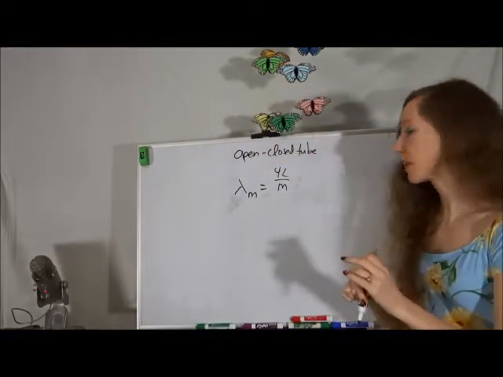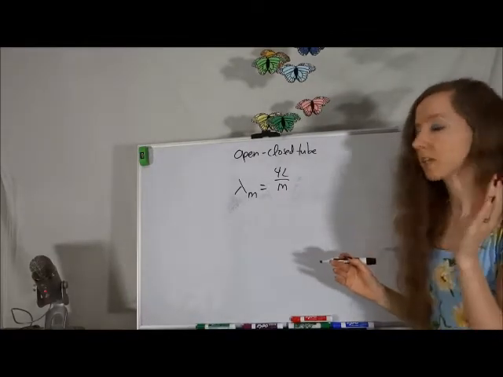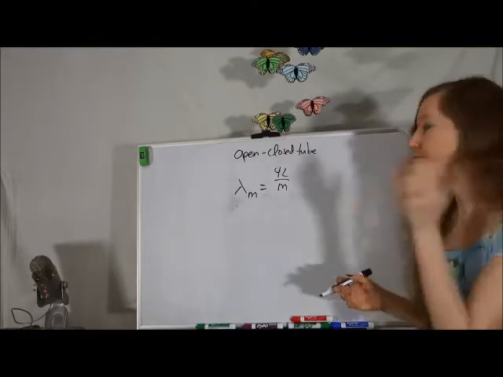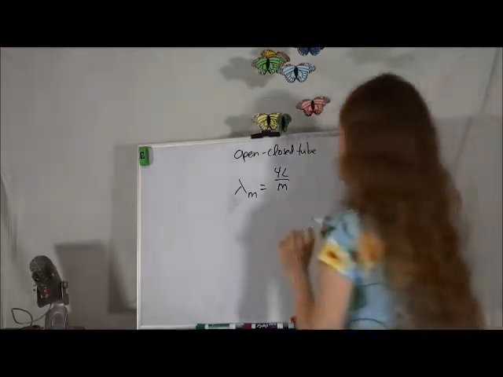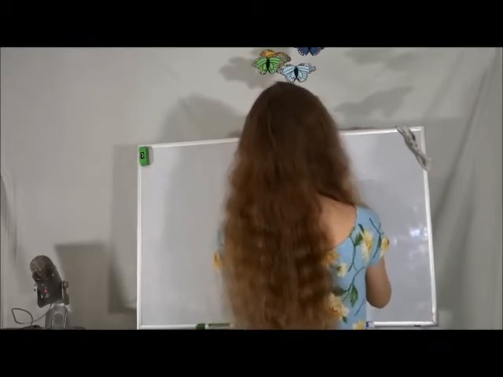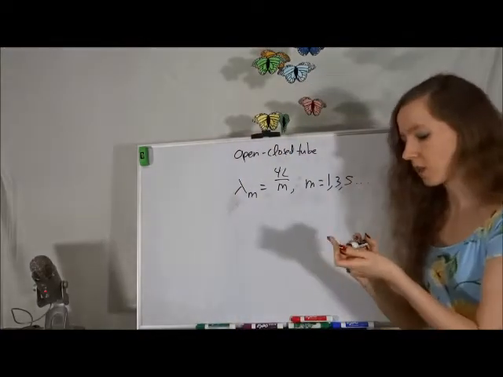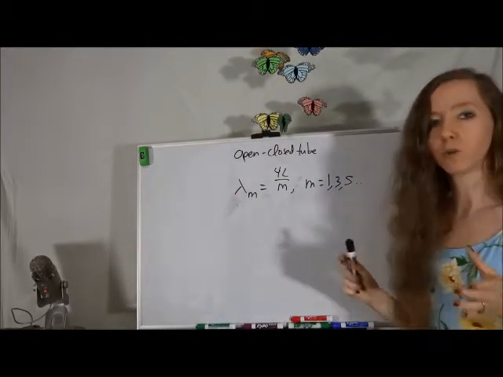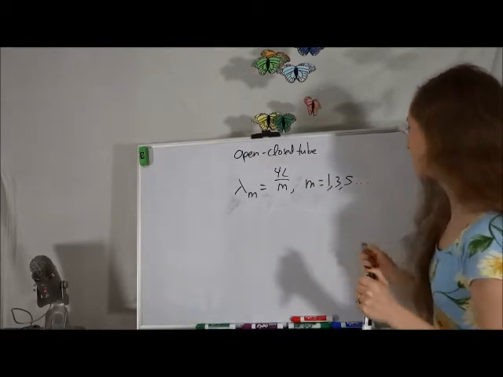And kind of the tricky thing here is that our m can't be any integer, because we didn't see 4 over 2 show up anywhere, or 4 over 4. It can only be odd numbers. So our modes here are going to be m is 1, 3, 5, and so forth. These would be the possible configurations we could have that would give us standing waves.